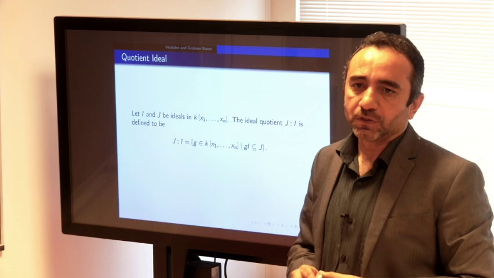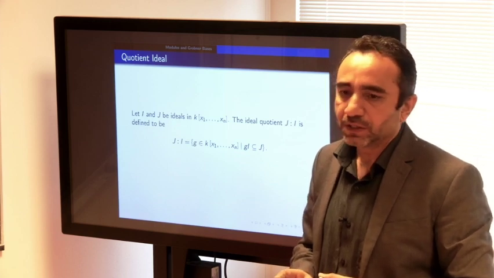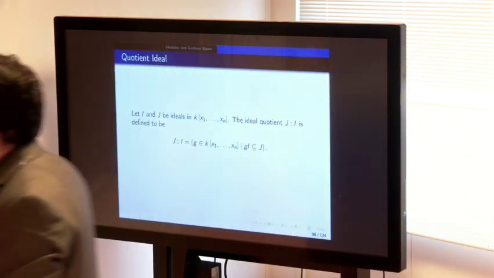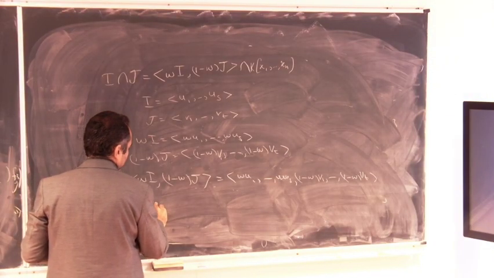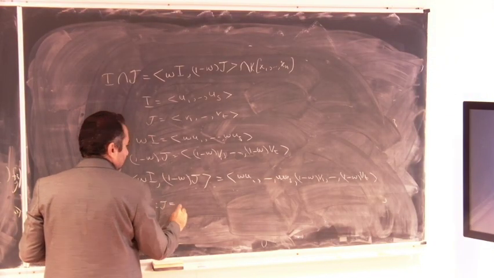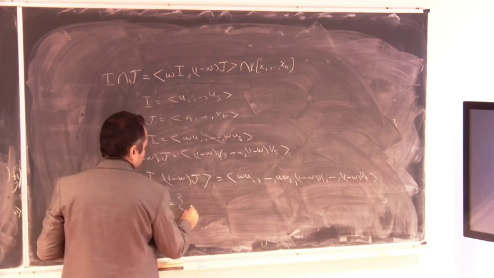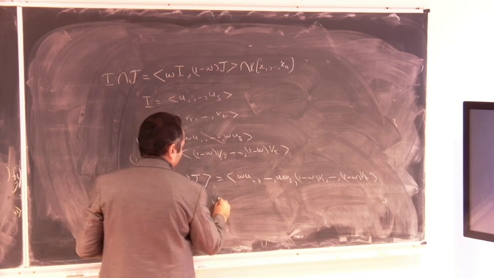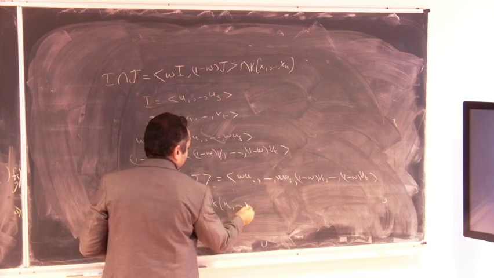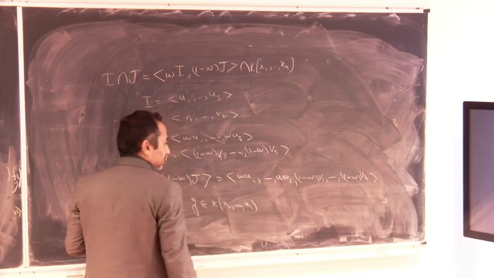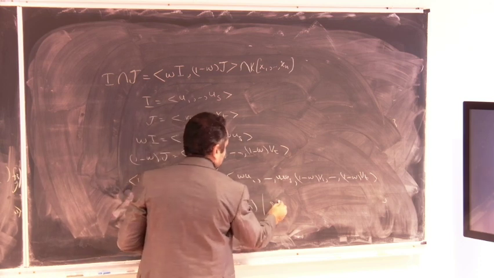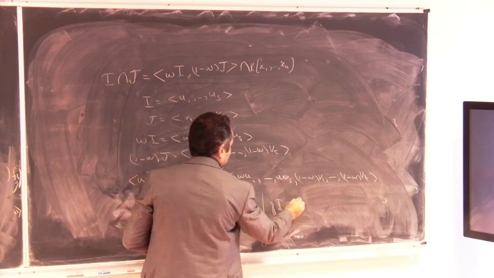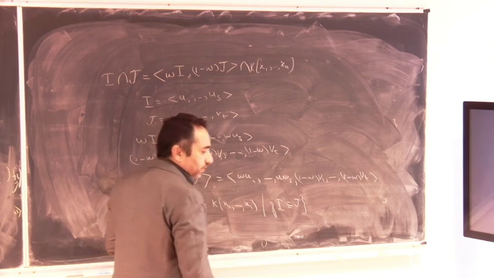Okay, next, the slides show that we can also compute quotients of two ideals. So how do we define the quotient of two ideals? I quotient J is defined as those polynomials g from k of x1 up to xn such that g times I is contained in J. So this is the definition of the quotient of two ideals.